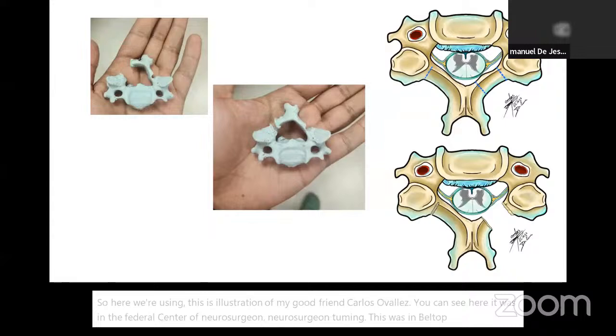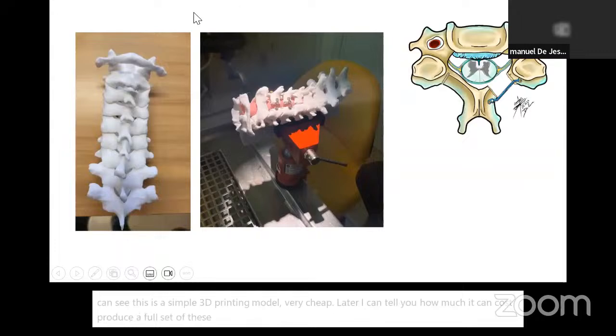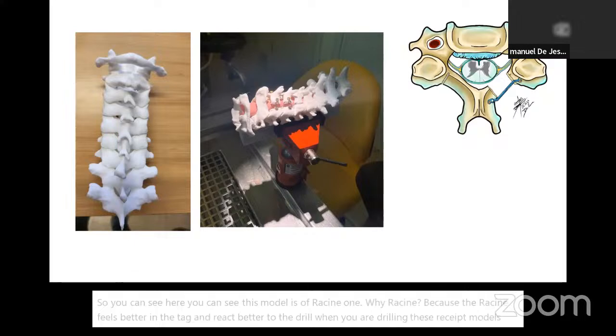This was a vertebroplasty model. As you can see, this is a simple 3D printing model, very cheap. Later I can tell you how much it costs to produce a full set of these. You can see this model is a resin one. Why resin? Because resin feels better in the hand and reacts better to the drill. When you are drilling these resin models, it reacts like real bone.